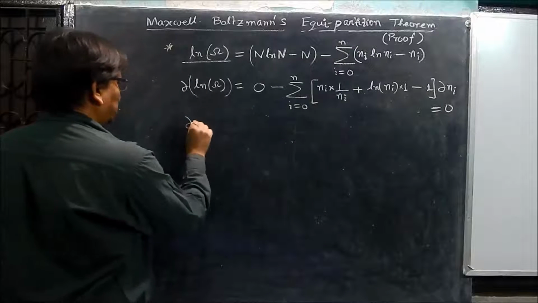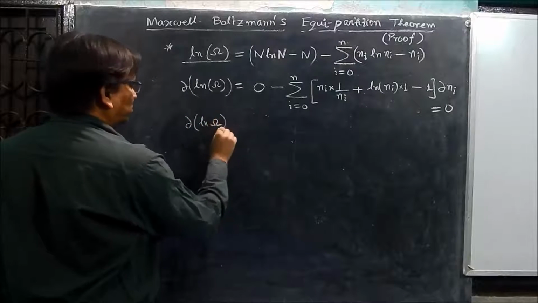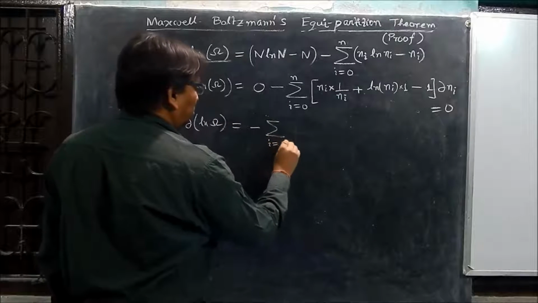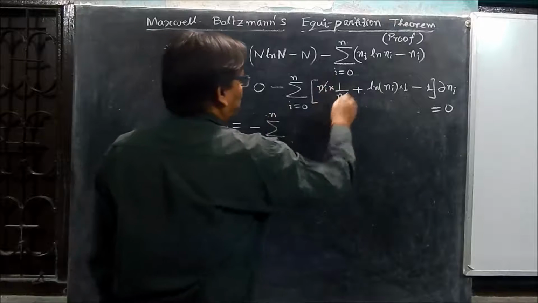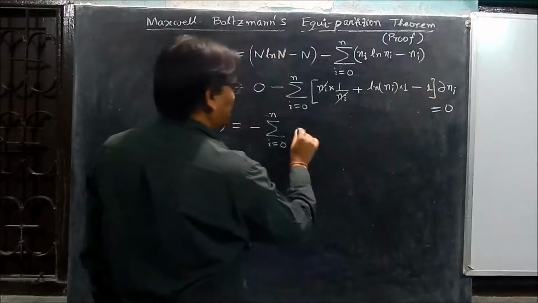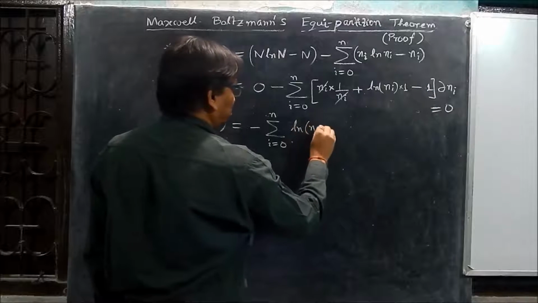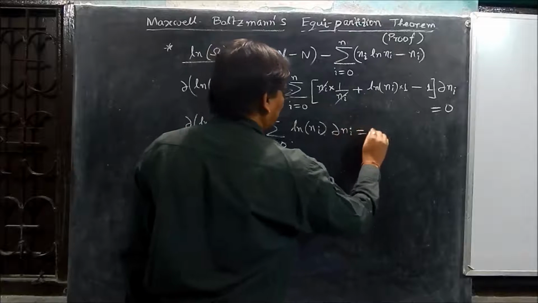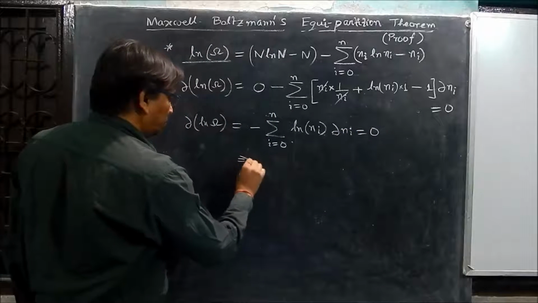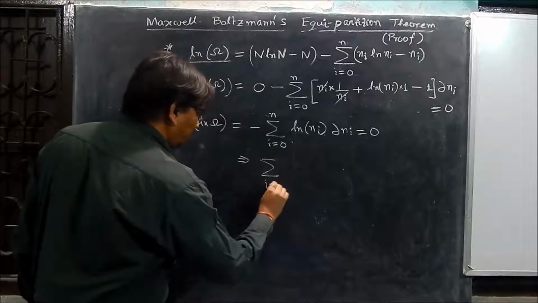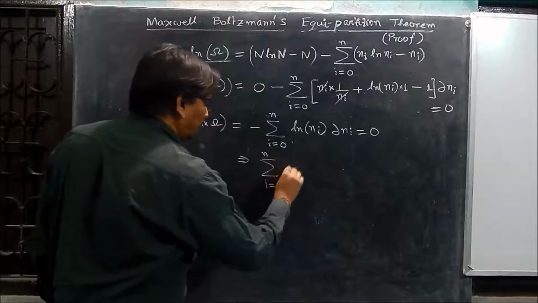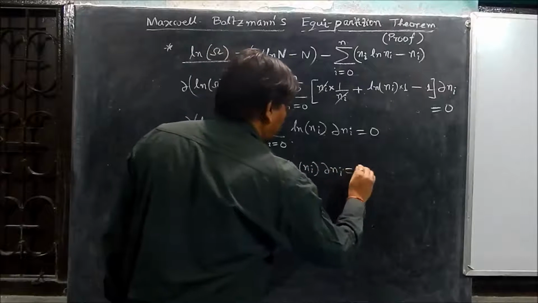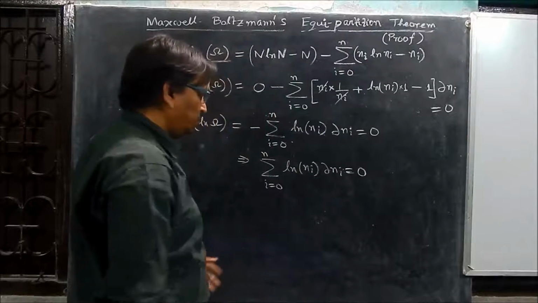So this gives, with the minus sign, the summation over i equal to 0 to n, 1 minus 1. So this is cancelled, and this will give this thing into del ni, equal to 0. Or we can say that the summation over i equal to 0 to n of ln of ni and del ni equals 0, because we are multiplying with a minus sign, so there will be nothing wrong.